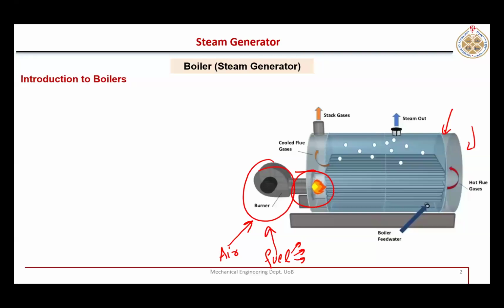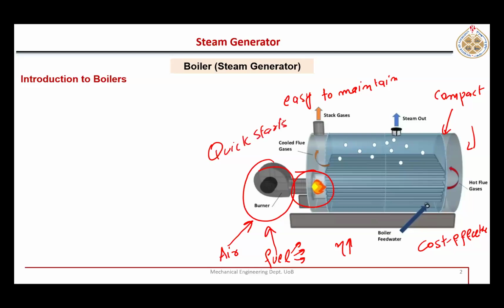So the major requirements of a boiler: it should be safe, of course. It should have high efficiency. Its overall design should be compact, easy to maintain. It should be cost effective, of course, and it should start quickly. So quick startup. So these are some of the requirements from any boiler.